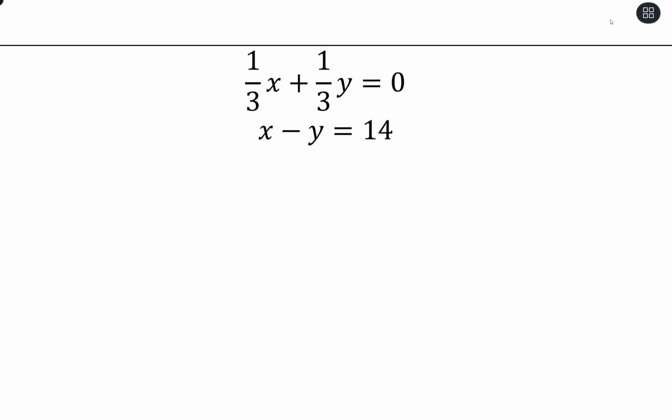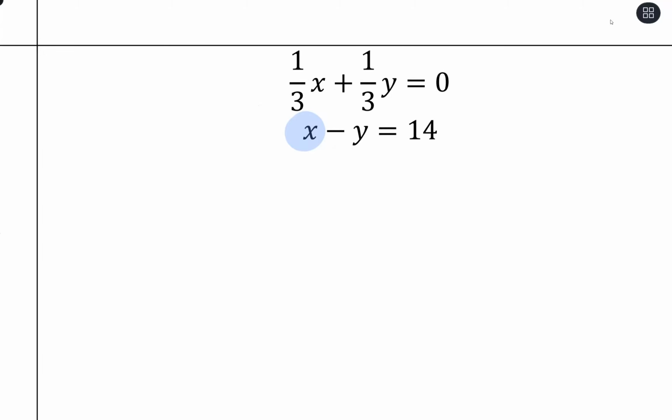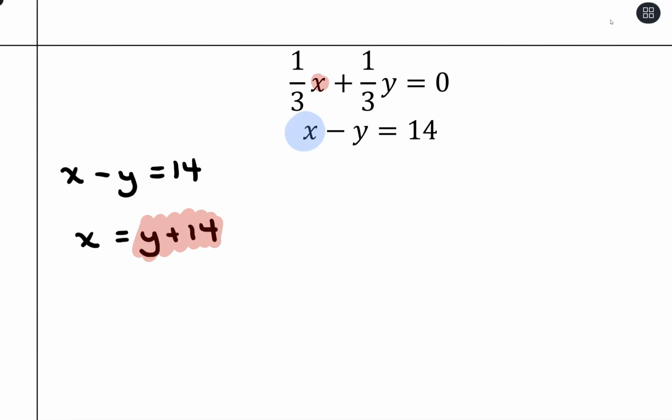Okay, one more scenario here with lots of fractions. We can't always avoid fractions, but we'll try when we can. So with this one, I go looking for a coefficient of +1. I'm liking x in that equation to solve for just to make things easier. So x minus y is equal to 14. Add y to both sides. So we're going to have y plus 14. Okay, so we're going to take y plus 14 and plug it in for x in the other equation.